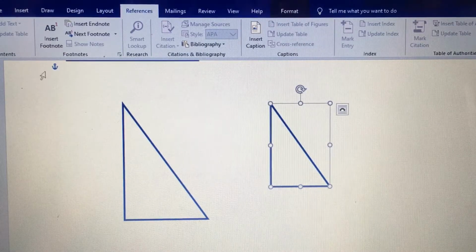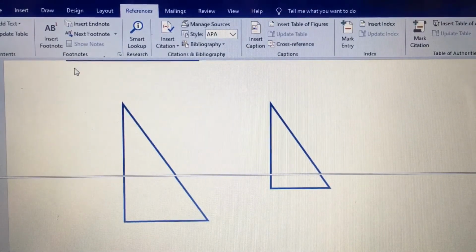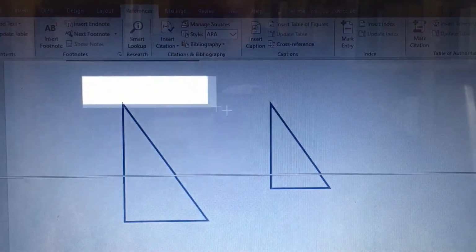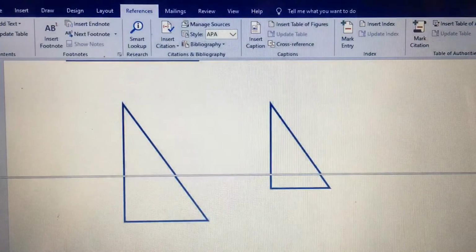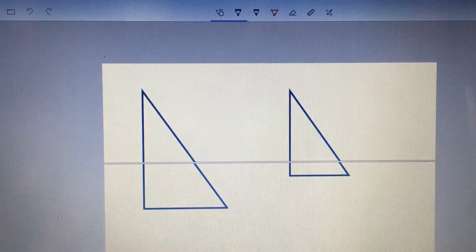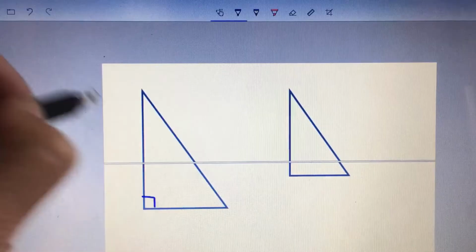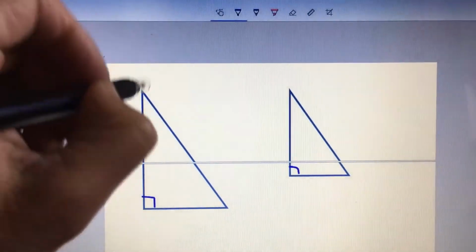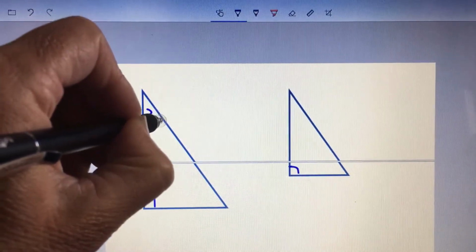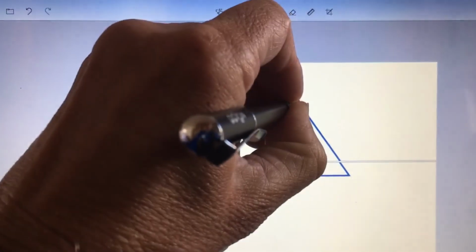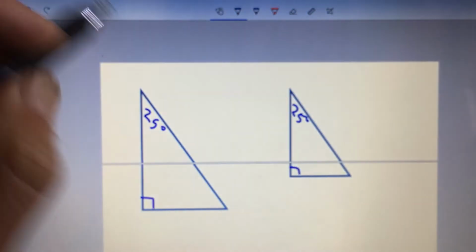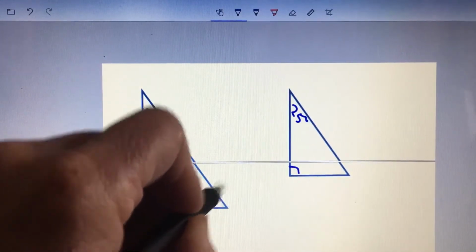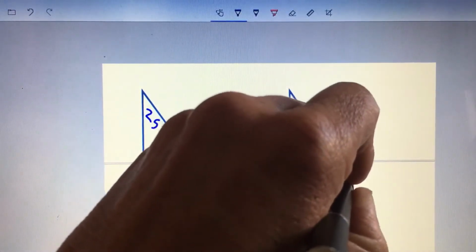Let me show you what I mean. If I had these shapes, and let's say I thought this was a 90-degree angle, this one's also a 90-degree angle. That's not going to change. And if this was maybe 25 degrees, this one is still 25 degrees. And then of course you could figure out this one. This one would be 65, and this one would be 65 because they have to add up to 180.